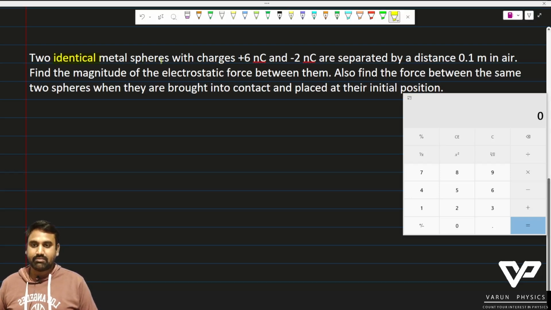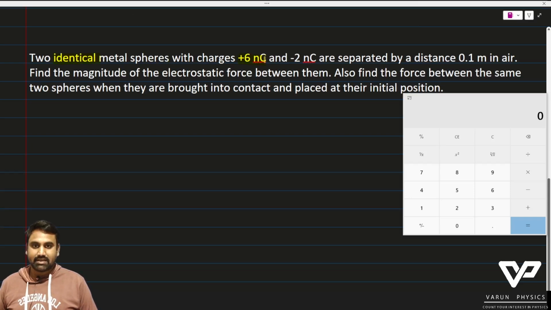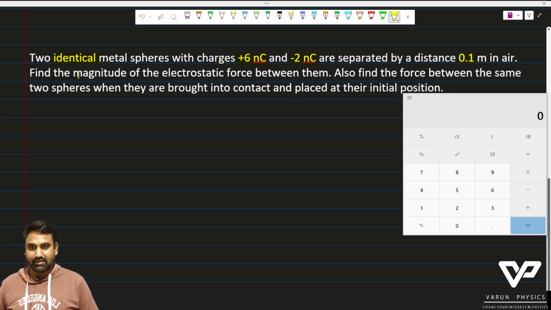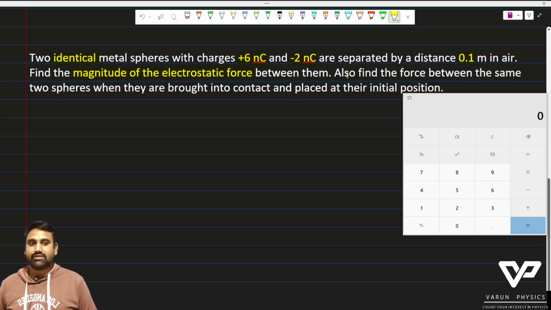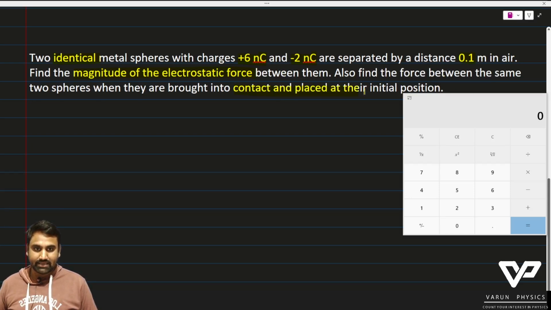Two identical metal spheres with charges plus 6 nanocoulomb and minus 2 nanocoulomb are separated by a distance of 0.1 meter in air. Find the magnitude of the electrostatic force between them. Also find the force between the same two spheres when they are brought into contact and placed at their initial positions.